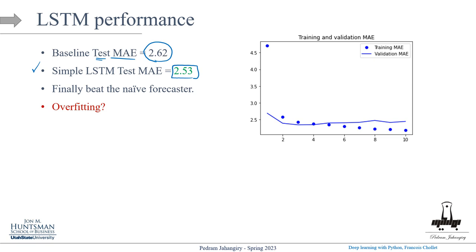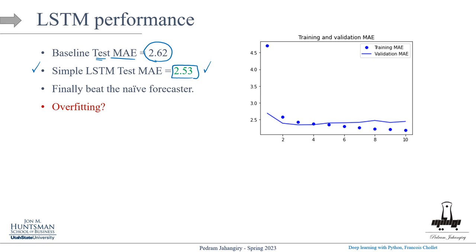Because remember, we started with the naive forecaster, then we looked at a deep neural network, basically a very simple neural network. It was not performing better. Then we added CNN. The CNN was not doing any better. Now we do RNN and LSTM, and finally, LSTM is outperforming that benchmark, which is great news.